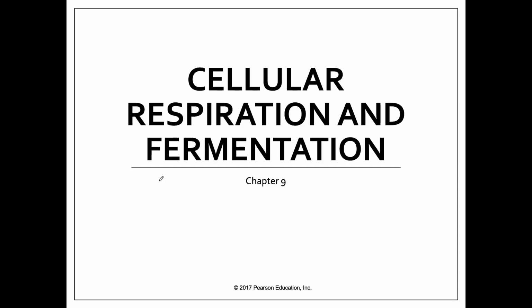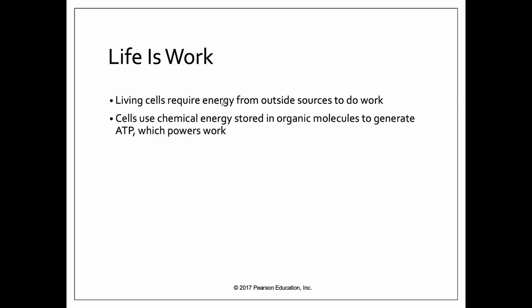So chapter 9 is going to deal with the catabolic process of taking glucose and turning it into energy. And we do this using a process called cellular respiration. So all of our cells require energy to do work. Remember that energy is the capacity to do work. So the whole point of cellular respiration is to generate this energy. So we're going to generate this in the form of ATP.